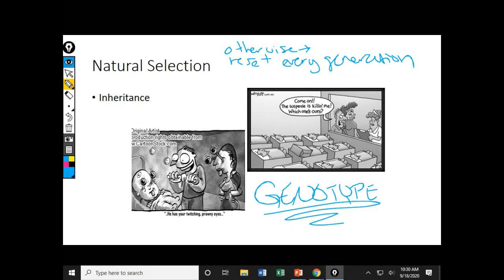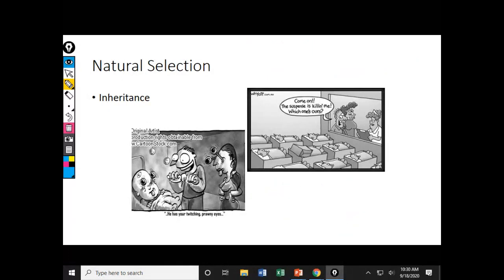Okay, feel good? So now we have two things that we need. There has to be some sort of variation, and whatever that variation is, that thing needs to be heritable. I need to be able to pass it on to my offspring.